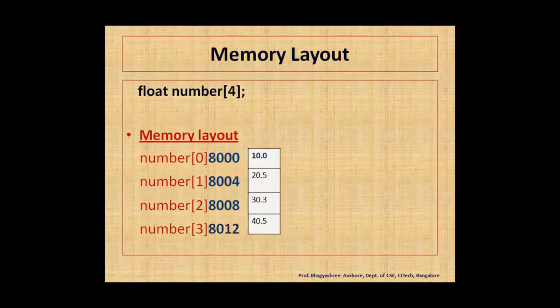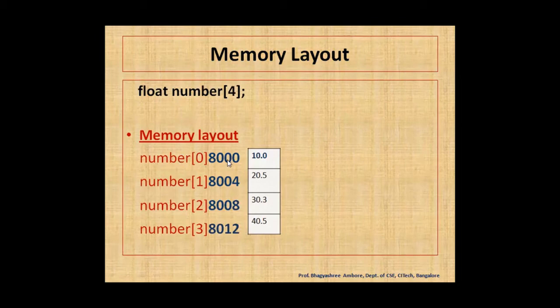Now I'll take an example of float data type. In this case, I have made a declaration. Number is an array of 4 elements of type floating point. Now, what is the memory layout of this?